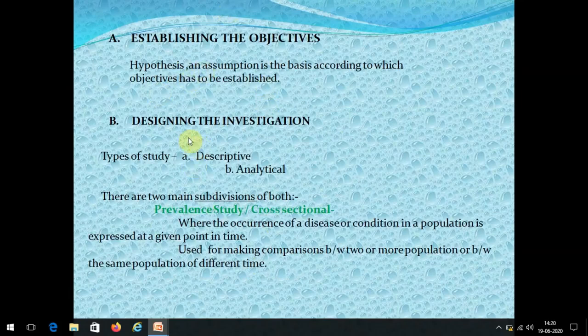Then we need to design how we are going to conduct the study based on the objective, that is, descriptive or analytical. So it can be a prevalence study or it can be an incidence study. It depends upon the nature of the disease. If it has already occurred, we can do a prevalence study. If it is yet to occur, we can do an incidence study.